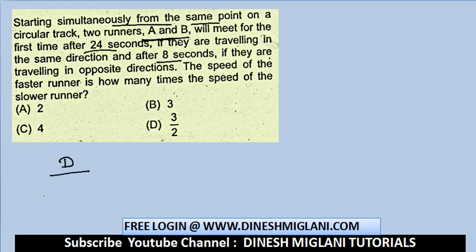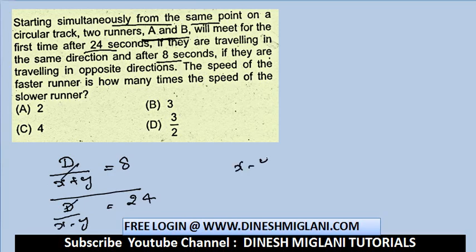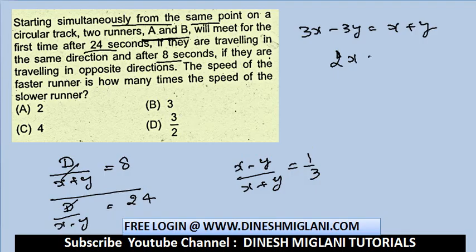When their directions are opposite, let us say the speeds are x and y, d divided by x plus y, the time taken, is equal to 8. When it is the same direction, d divided by x minus y is equal to 24. So you have to solve it, cancel out. Let us make it (x minus y) by (x plus y) equal to 1/3. So this gives me 3x minus 3y equal to x plus y, or you may say 2x equal to 4y, right? Or x upon y is equal to 2:1.